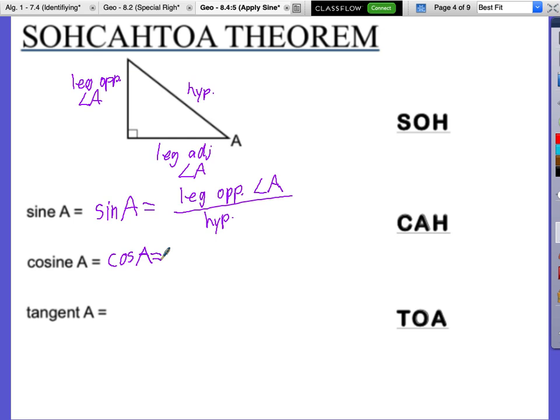Mr. Work is like, cosine of A is equal to the leg adjacent angle A divided by the hypotenuse, the hip hop hypotenuse.